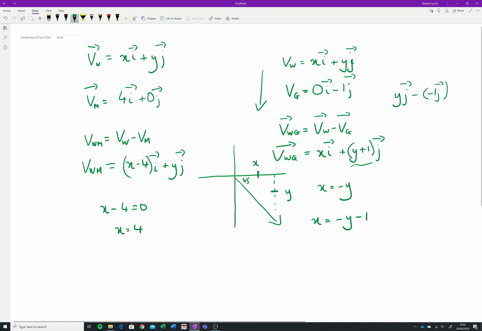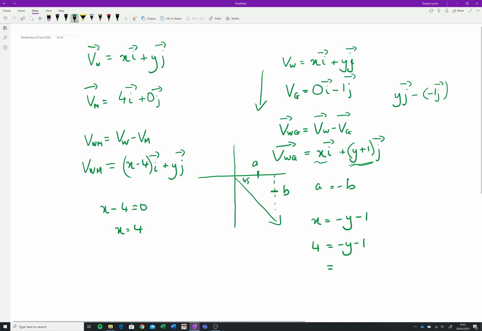When I say x is equal to minus y, I mean this particular y here, as opposed to what's going on over here. Maybe I should say a and b. So a is equal to minus b. That's our a value, and this is our b value. So that's where we're getting that from. We already know that x is 4, so we can just fill that in.